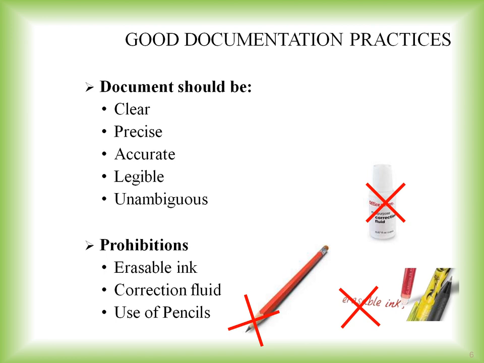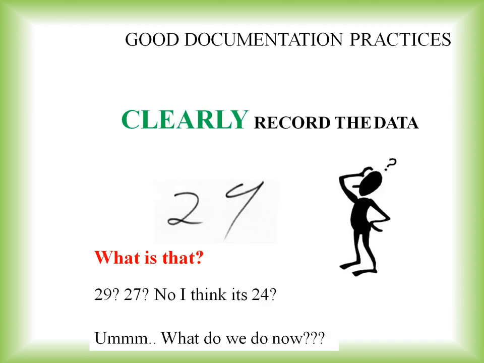Now, prohibition. Some things are prohibited. For example, erasable ink, correction fluid. For example, we use whiteners, use of pencils. So such things are prohibited when we do documentation in our day-to-day manufacturing.